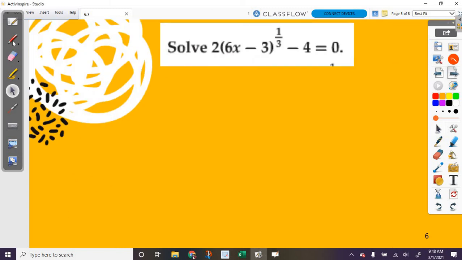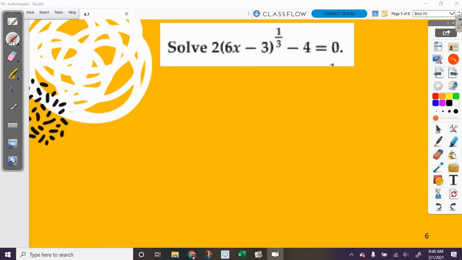So in our next equation, notice that it's technically still a radical equation. It just looks a little bit different, and that's because our radical is written as a rational exponent this time. However, our steps are still going to be the same. So my first step is to isolate my radical.